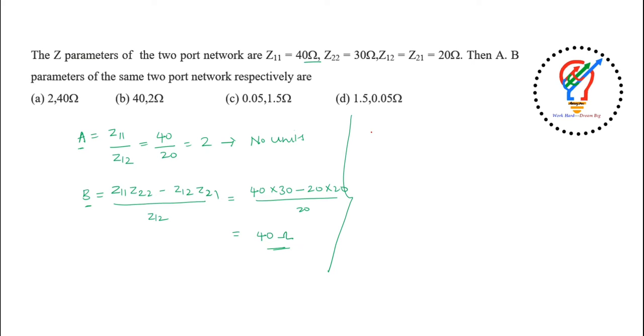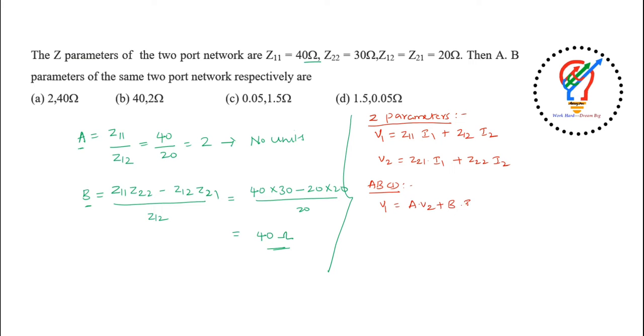We know that Z parameters are there. In Z parameters, V1 is equal to Z11 into I1 plus Z12 into I2, and similarly V2 is Z21 into I1 plus Z22 into I2. Remember this Z parameters formula. Once you know it, write the ABCD parameters formula: V1 is equal to A into V2 plus B into I2, and similarly I1 is equal to C into V2 plus D into I2. Use the concept of I2 equal to 0 and V2 equal to 0, like that, and you'll get the answer.